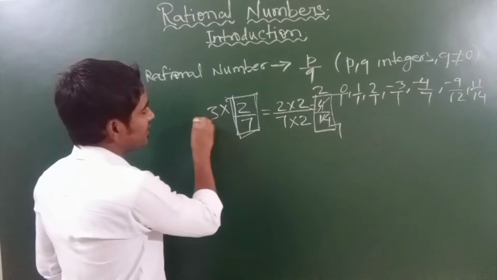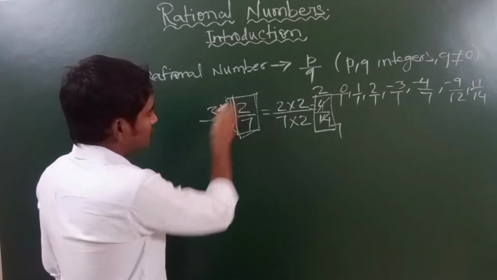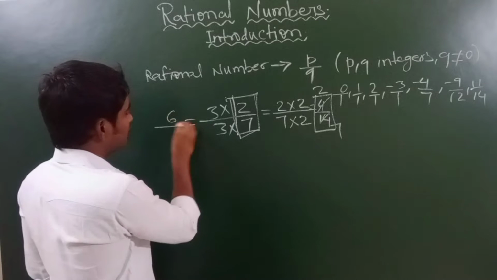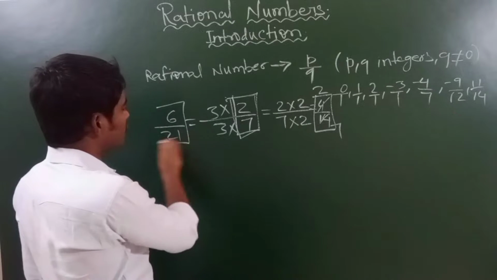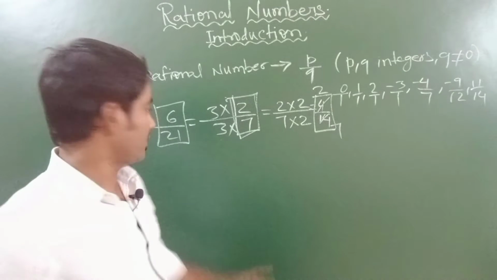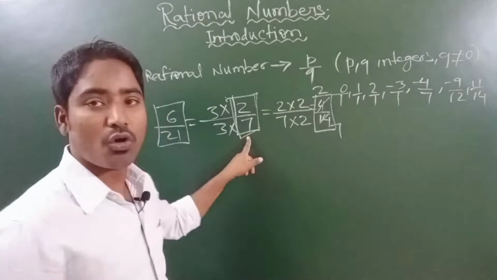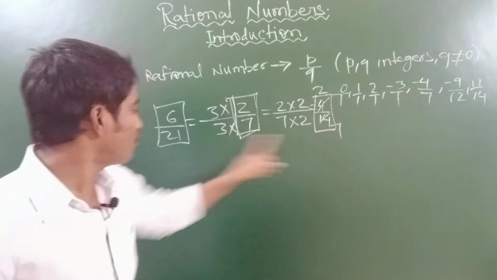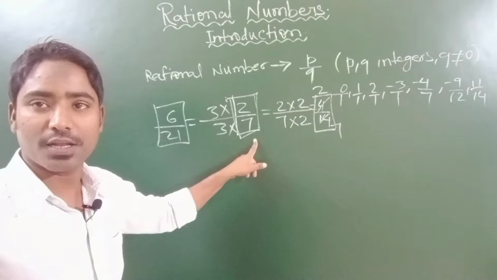Okay, so if you multiply, how much will you get? Here 3 twos are 6, 7 threes are 21. This is also an equivalent rational number. These all are equivalent. These two are equivalent rational numbers of this rational number.